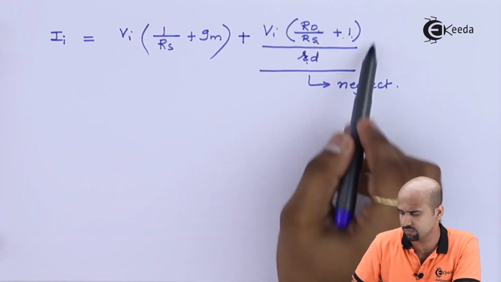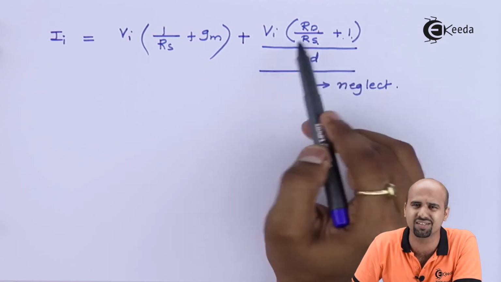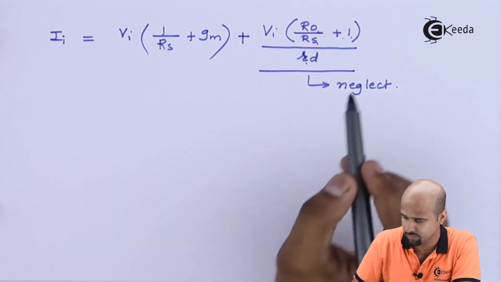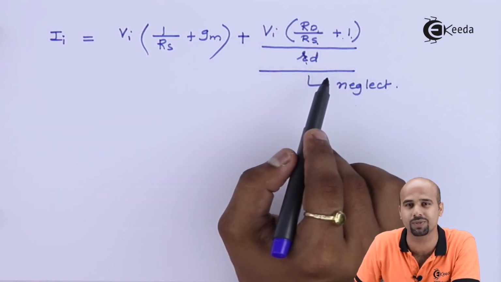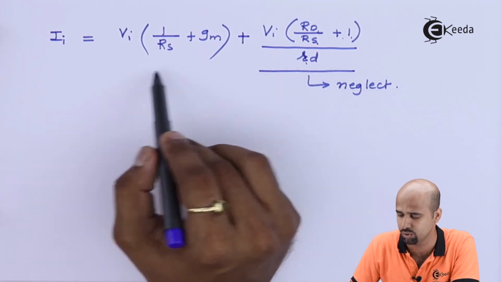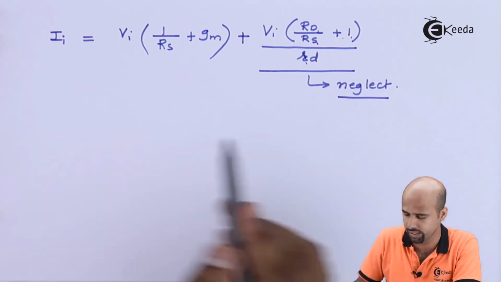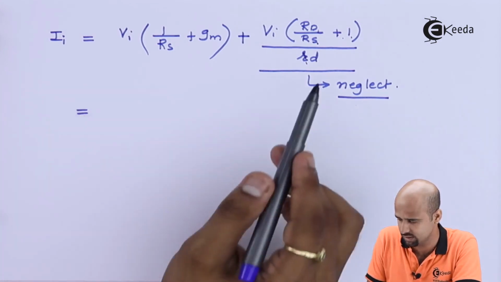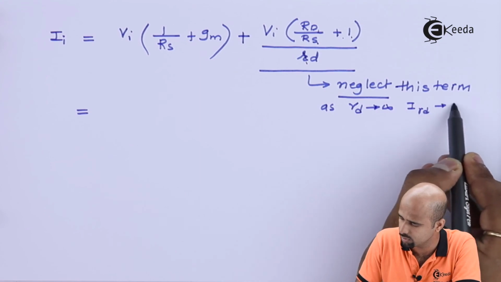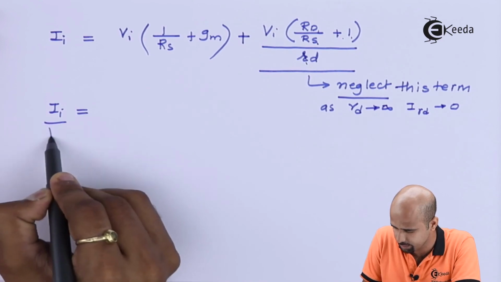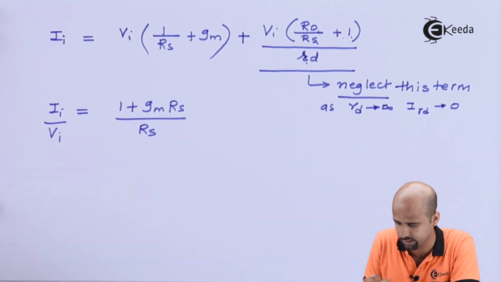Now if you look at this particular term very carefully, we'll have to neglect it. But why? Rd is very high. Capital Rd divided by capital Rs plus 1 is nearly about 3 or 4, not more than 10. So 10 divided by this very high value, about mega ohm, I can say that this value will turn out to be in micro or milli, right? If you add this value to this term, that will not make much difference, and that is why we are neglecting this particular term, right? So as far as the formula is concerned, after neglecting this particular term, we'll write Ii divided by Vi is equal to 1 plus gmRs divided by Rs. Clear?